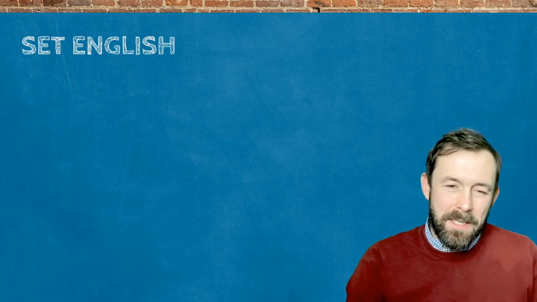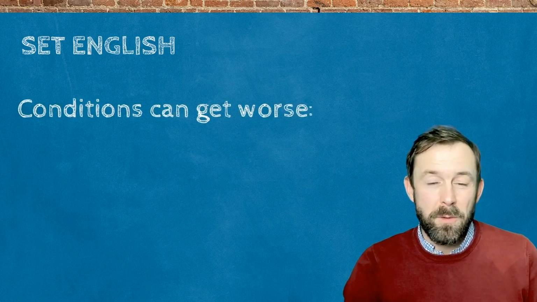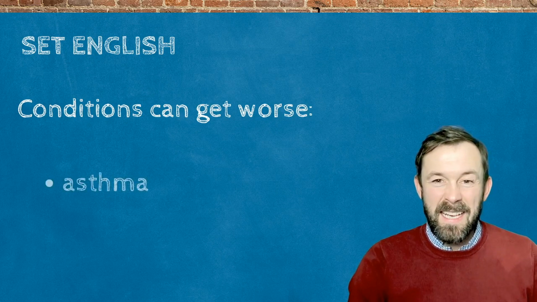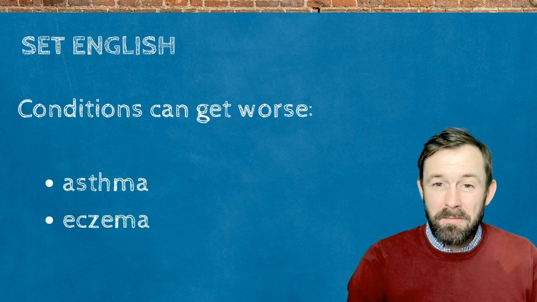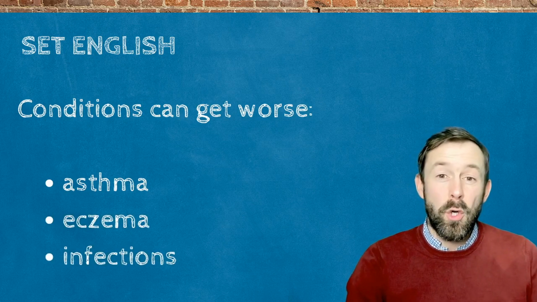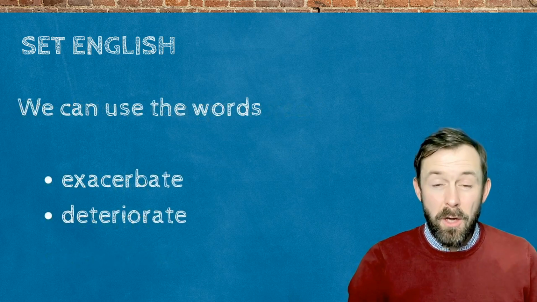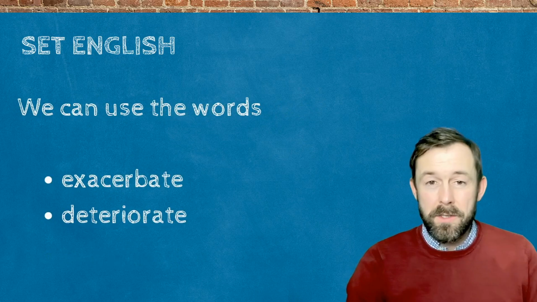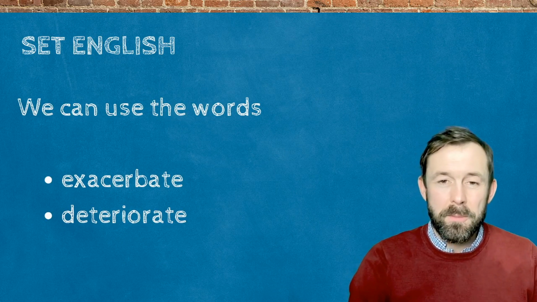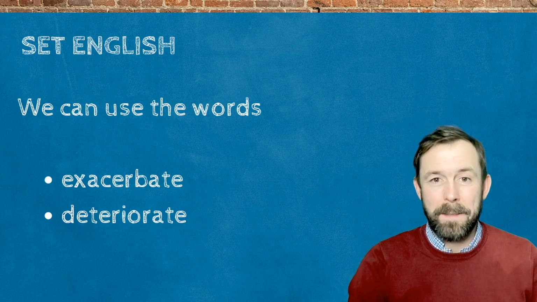When we talk about exacerbate and deteriorate, what we're really talking about is the fact that things get worse. So conditions get worse. So let's think of some of those conditions that can get worse. You've got asthma, eczema, infections. These are all examples of things that can worsen. Okay, now we can use these two words to show that things get worse. Okay, so conditions, illnesses, issues, problems, they can get worse. Exacerbate and deteriorate are really helpful for that.